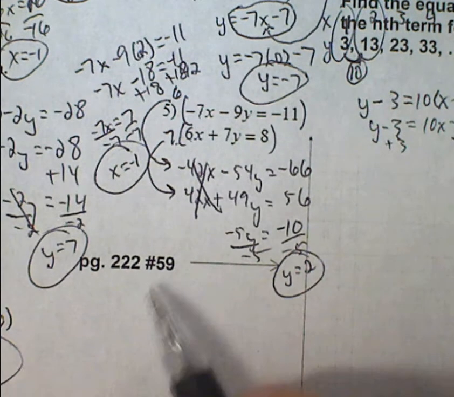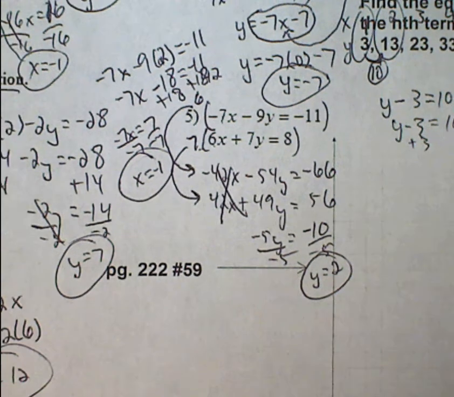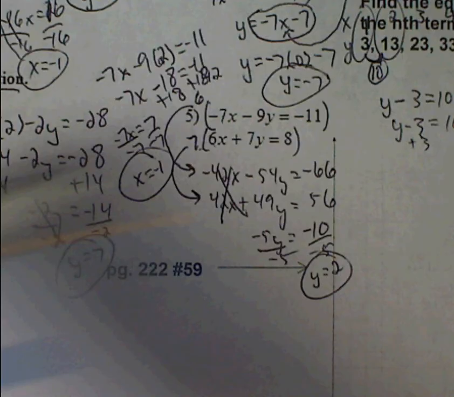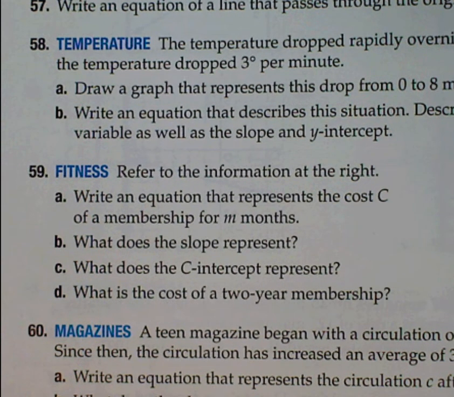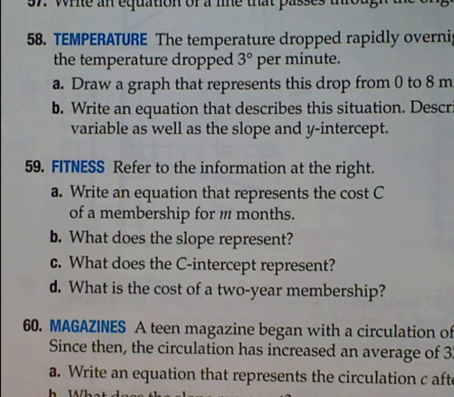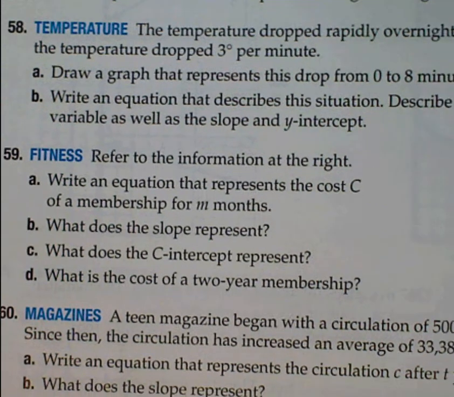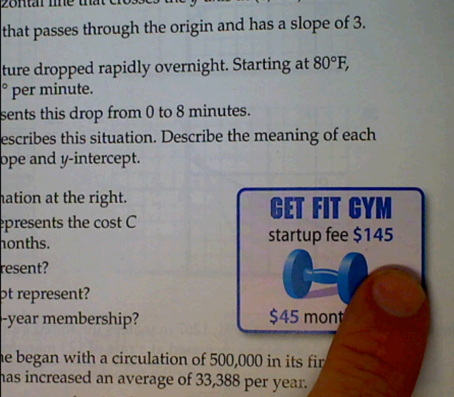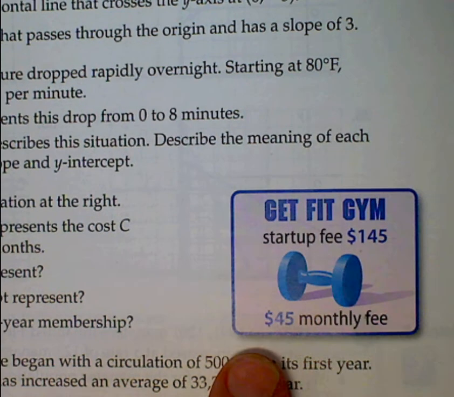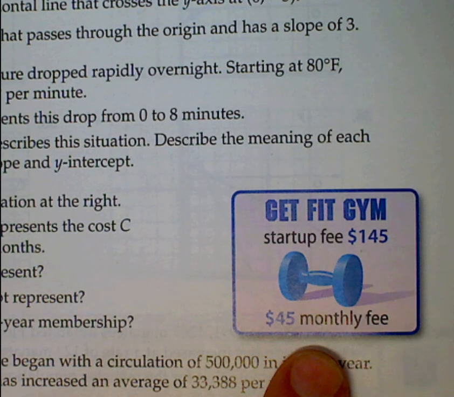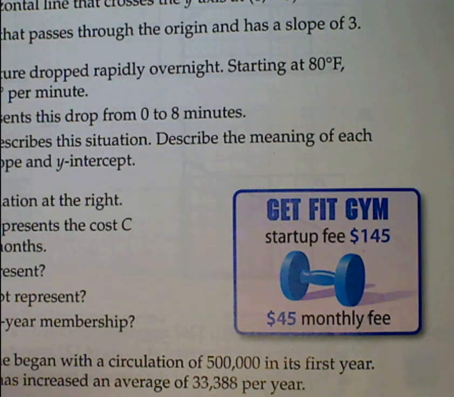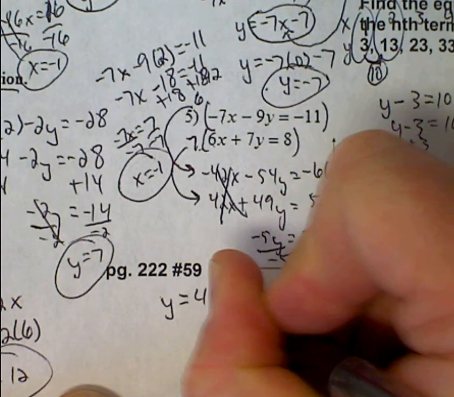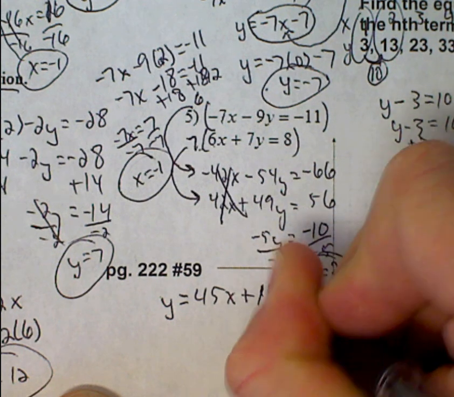Now we're on page 222, number 59. It says refer to the information at the right. Write an equation that represents C cost, M membership. So here we go. Startup fee is 145. That's got to be my y-intercept. 45 monthly. 45 has to be my slope. Monthly is my m. So I would have y equals 45x plus 145.